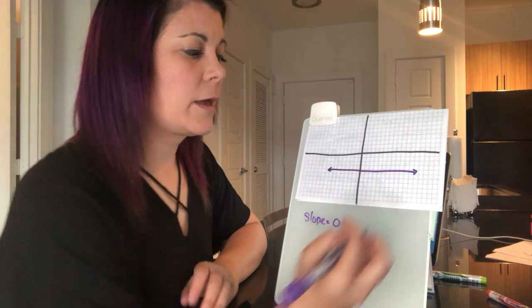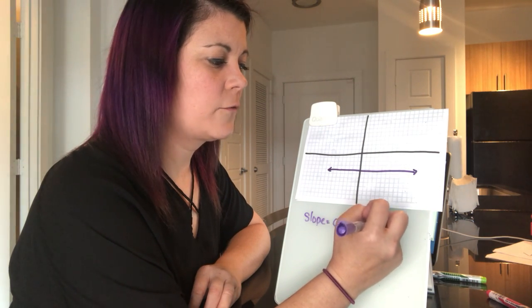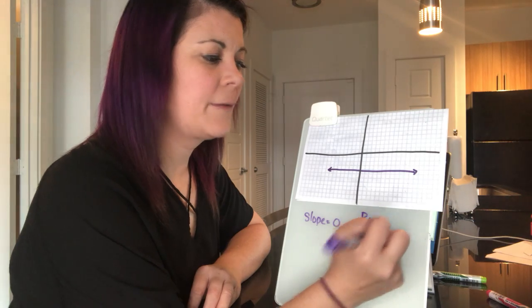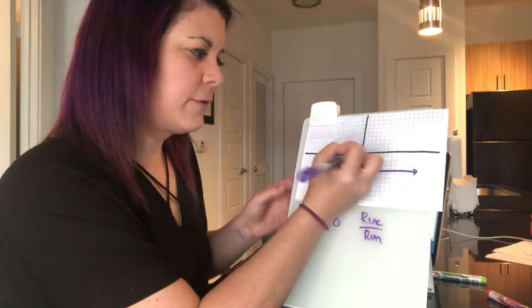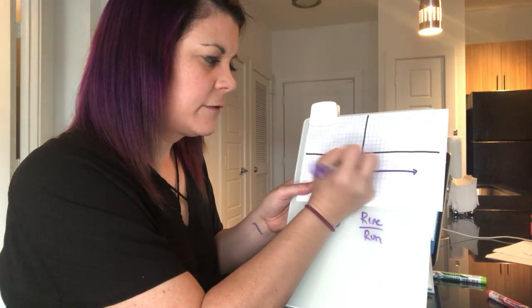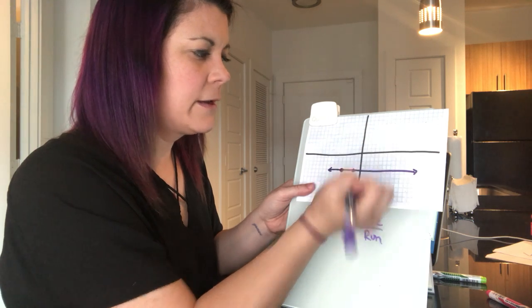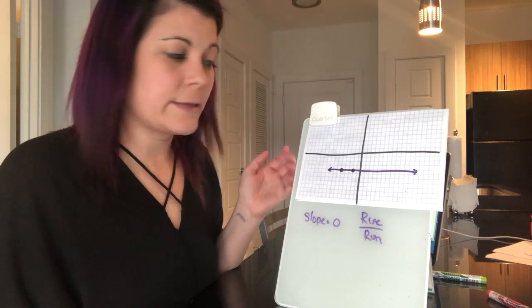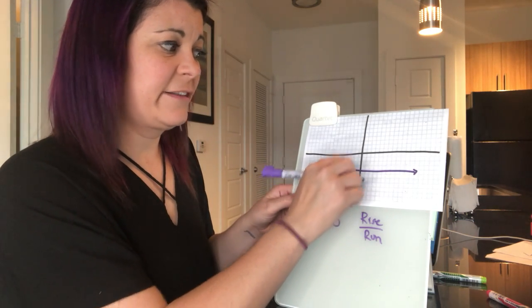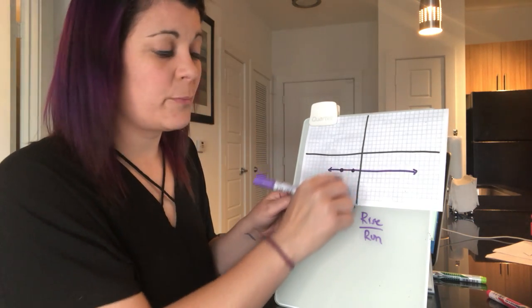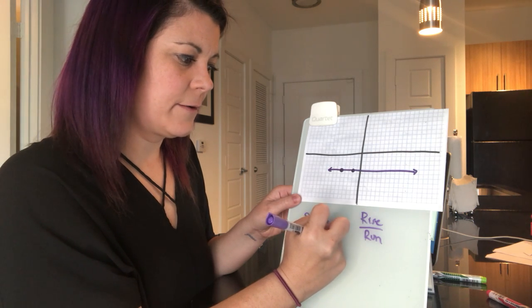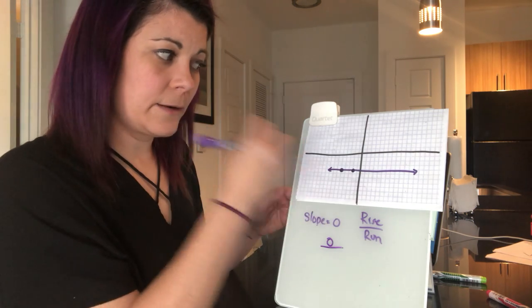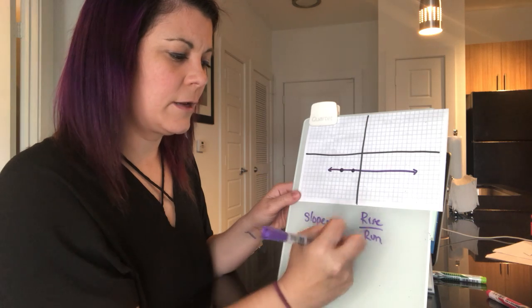And the reason why is slope is rise over run. Okay, so rise over run. So if we pick 2 points on here, so that point and that point, we want to know how much it rises and then how much it runs. Well, from here to here, it doesn't rise any. It doesn't go up or down. So that would be 0. So it rises 0, and then it runs 1, 2, 3.